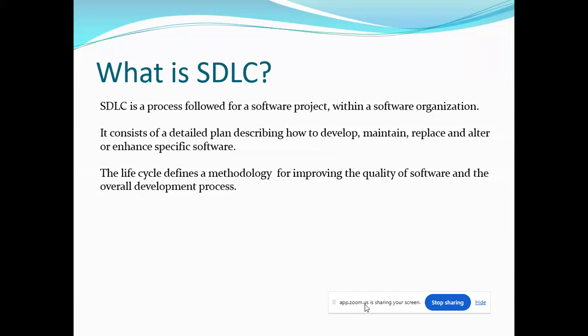It consists of a detailed plan describing how to develop. Once we get the project, we will not start testing immediately, right? There is some process, and first we need to learn that process. So what is SDLC? It consists of a detailed plan describing how to develop the project, how to maintain the project, and how to replace. If this solution is not working, we cannot stop there; we need to go for an alternative solution. So replace, alter or enhance specific software. All this is given in the SDLC, the Software Development Life Cycle.